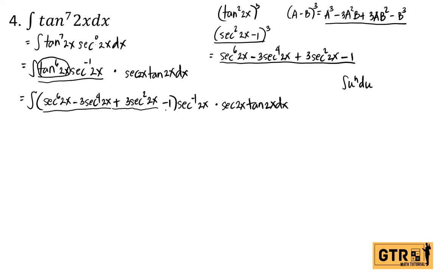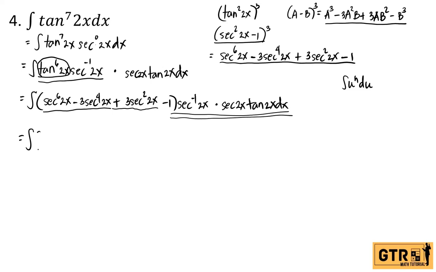But for this term, the negative 1, if we distribute secant to the negative 1, 2x, we will separate the solution for this term, because we can simply cancel secant to the negative 1, 2x and secant 2x. What will remain is tangent 2x. Okay, so let's distribute this. Distribute secant to the negative 1, 2x up to this. And then for this, we will separate the solution for the last term.